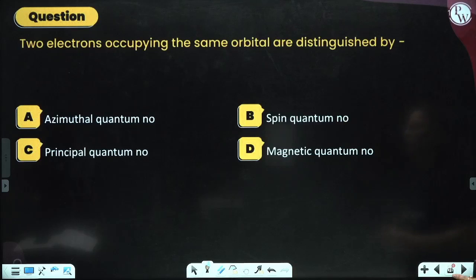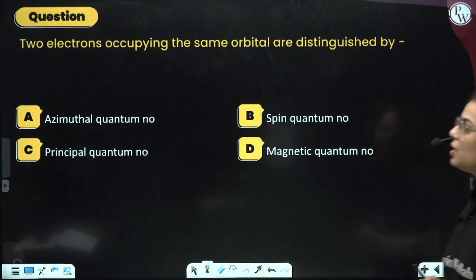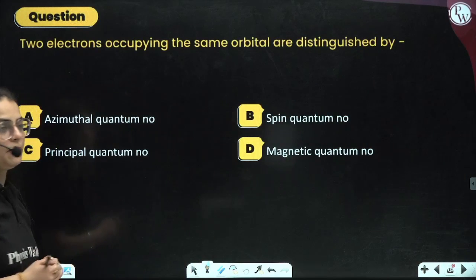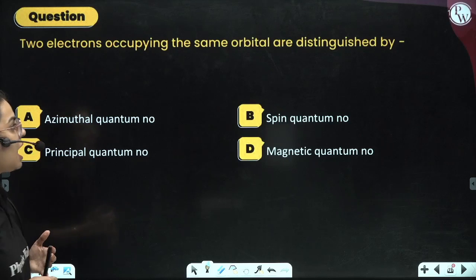Now comes the next question. 2 electrons, this one is done, no? Yes, okay. Next question is, 2 electrons occupying the same orbital are distinguished by.